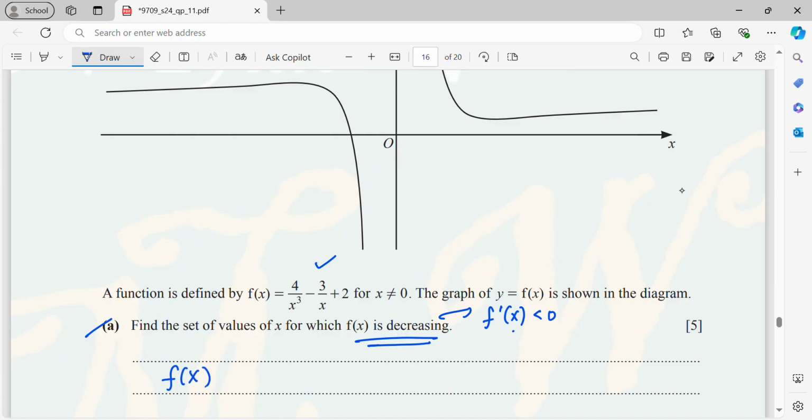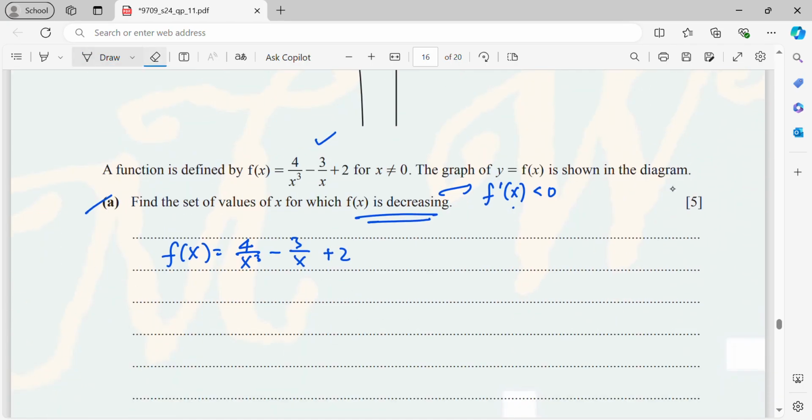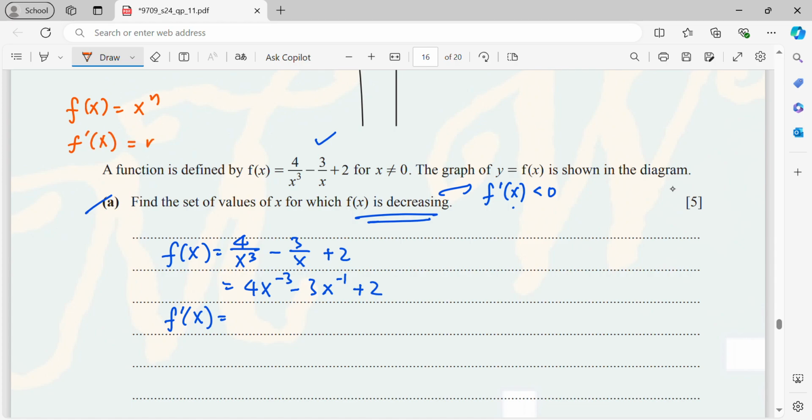So now my f(x) is 4 over x cubed minus 3 over x plus 2. Then now the x cubed can be moved up. So when you move up, it will be 4x to the power negative 3. Then for the second term, that is 3x to the power negative 1, then plus 2. And now, differentiate. So when you differentiate, use this formula: bring down the n, rewrite the x, degree always minus 1.